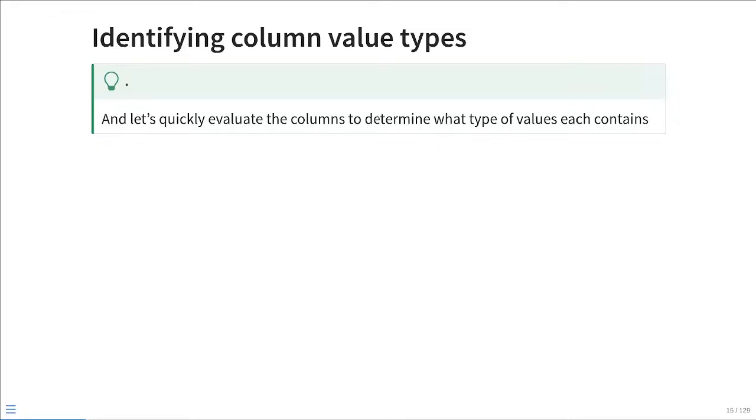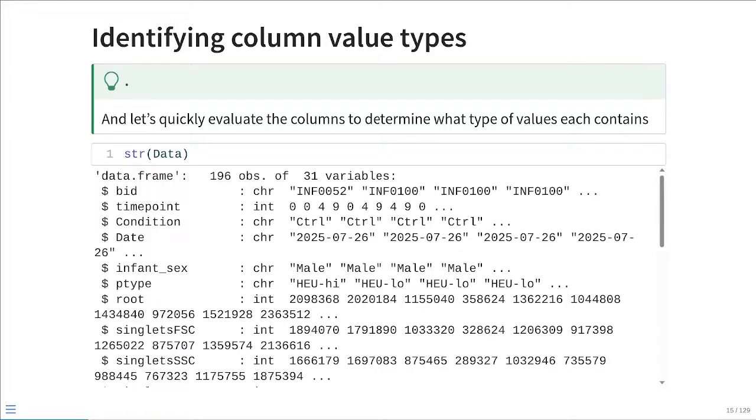So let's check to see what kind of values are present within each of these columns. Rerunning our old friend, the str function, we can see that there are 31 columns, 196 rows, and then we're looking at these individual columns. We can see that some of them are characters, some of them are numeric, and it can be kind of convoluted just trying to figure out what you're working with.